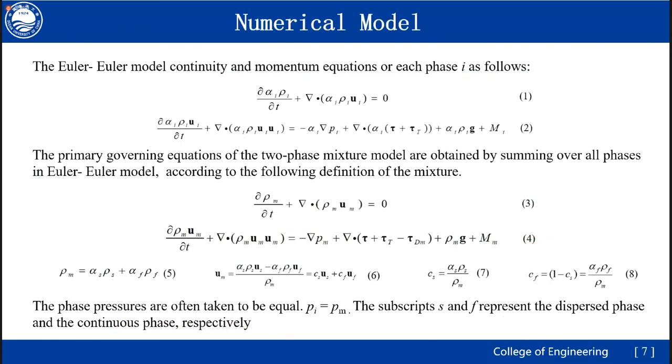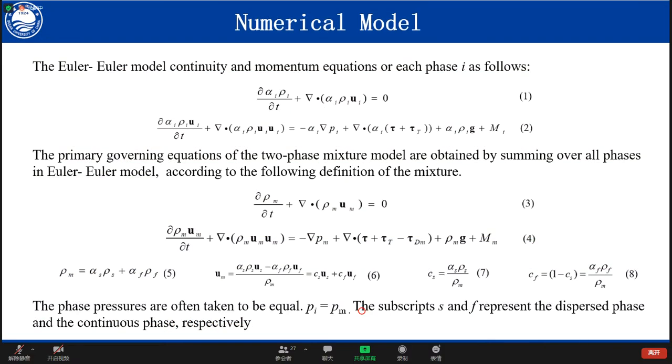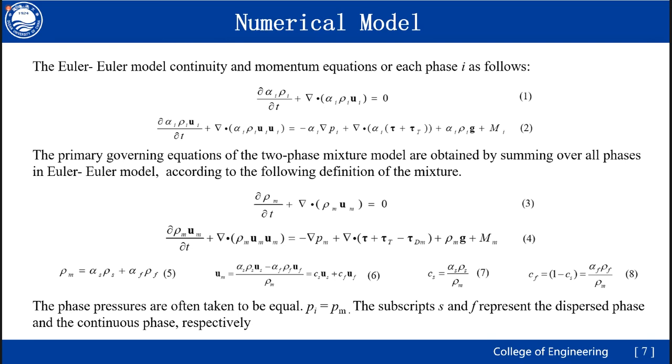Here is the numerical model. In the third model, the Eulerian model, we need to solve the continuity and momentum equations for each phase, here the water and the sediment. We need to solve many equations, but the primary equation for the two-phase mixture model is obtained by summing over all the phases in the Eulerian model according to the following definition of the mixture.